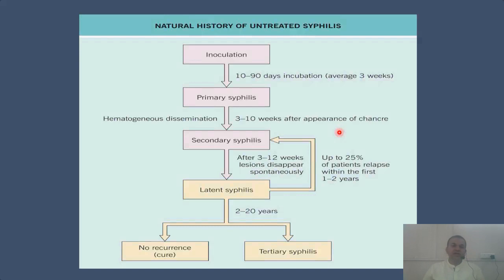So again, the clinical features of secondary syphilis are different. What will happen after secondary syphilis has started? After it has started, within a period of 3 to 12 weeks, the lesions will start disappearing spontaneously. That is the criterion of the natural history of syphilis: the lesions automatically start to disappear in 3 to 4 weeks and totally disappear within 12 weeks without any treatment.